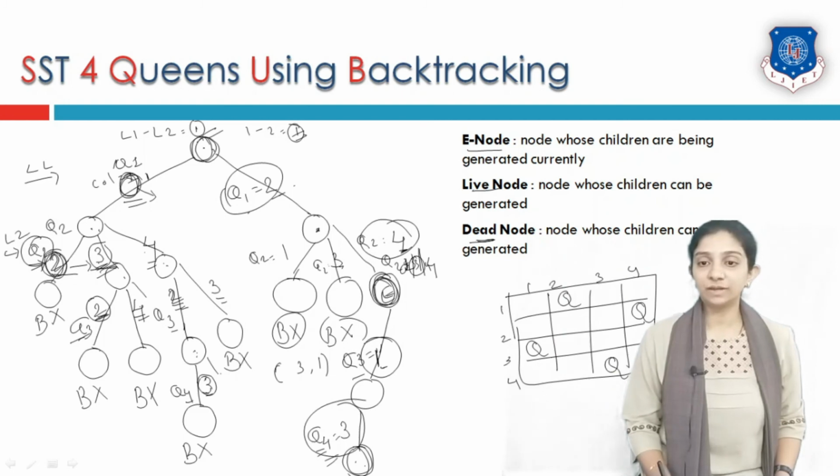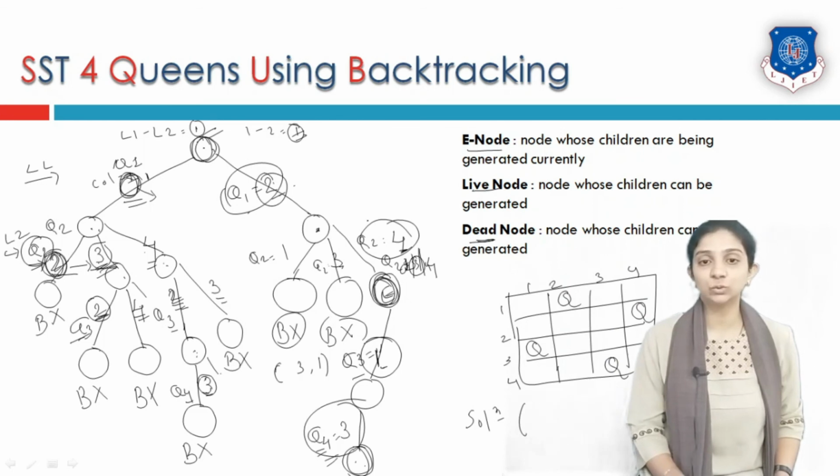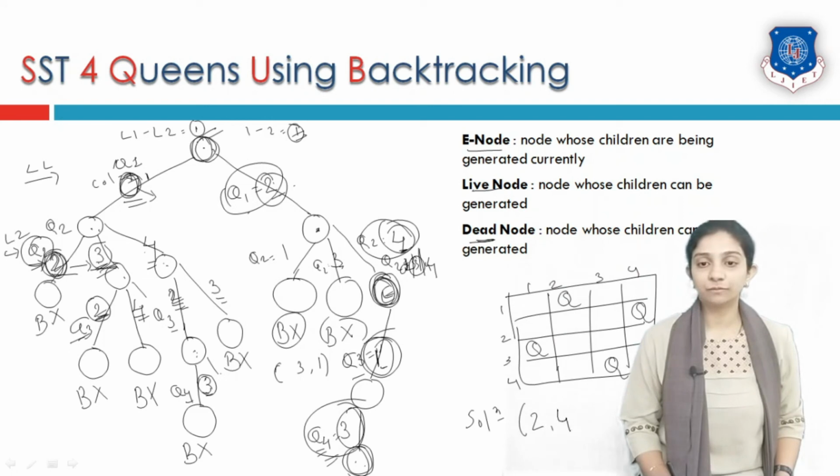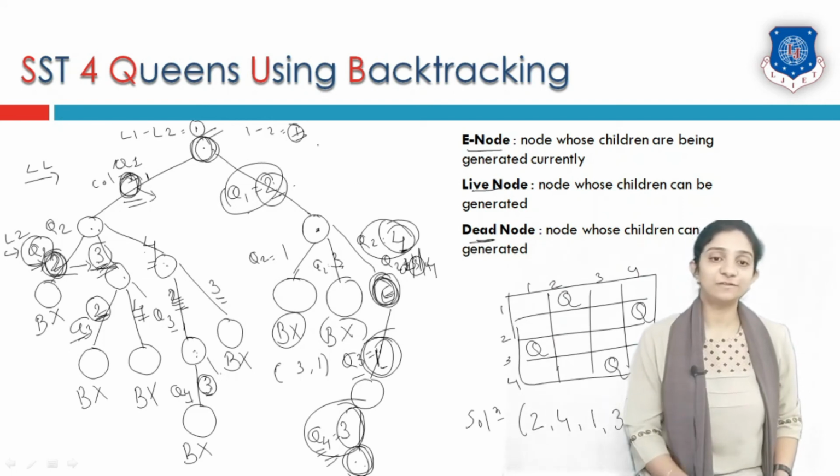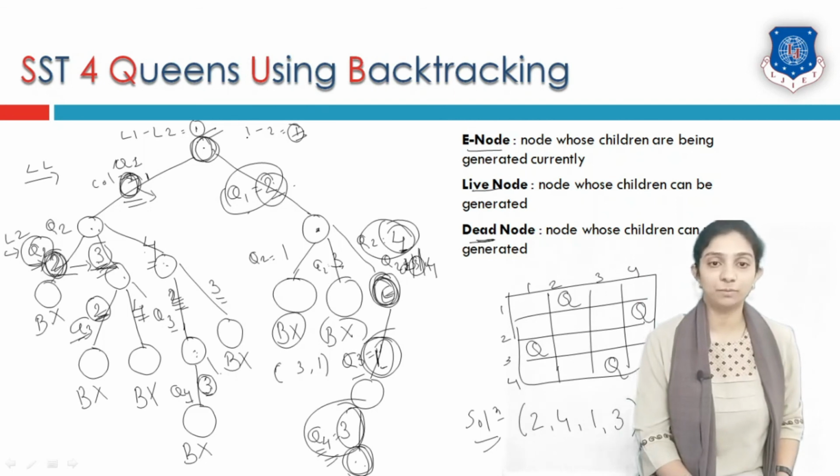Now, as you can see, this solution is a feasible solution because no two queens fall on the same row, same column or same diagonal. So the solution vector is generated as 2, 4, 1 and 3. So the state space tree will help us find a particular solution of the 4 queen or any n queen problem.